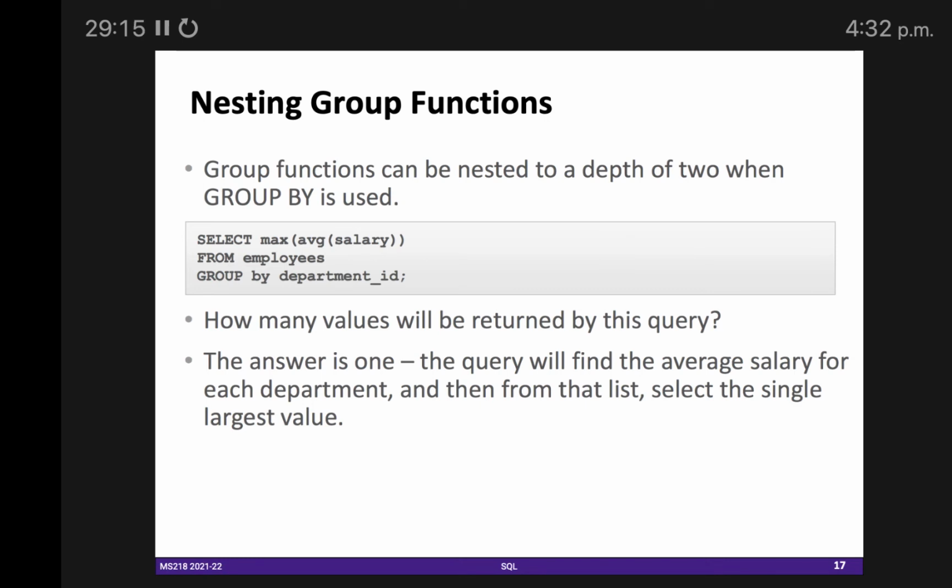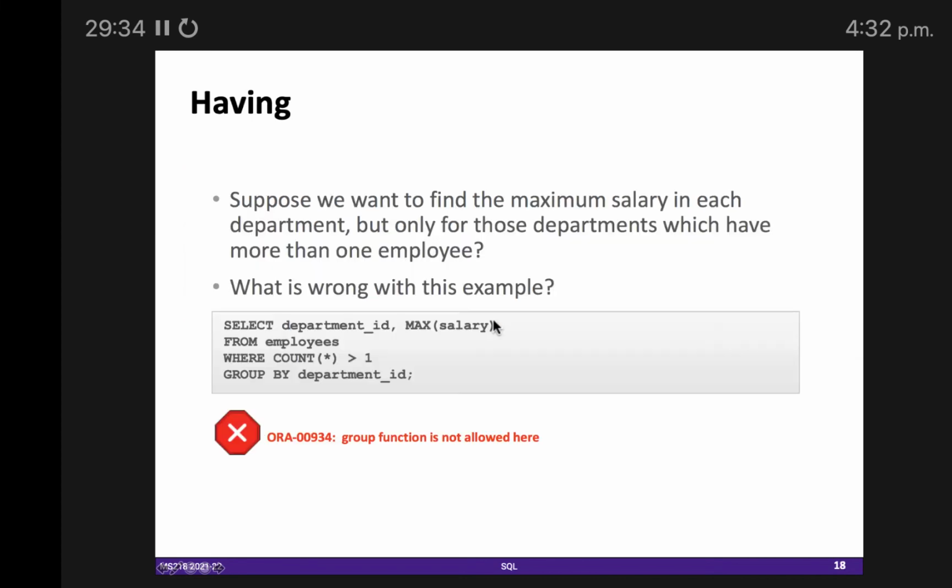So we can use some sort of nesting of group functions: select max average salary from employees group by department ID. How many values will be returned by this query? Obviously it will be grouped by department. So if there are 10 departments, then obviously 10 values would be returned, right?